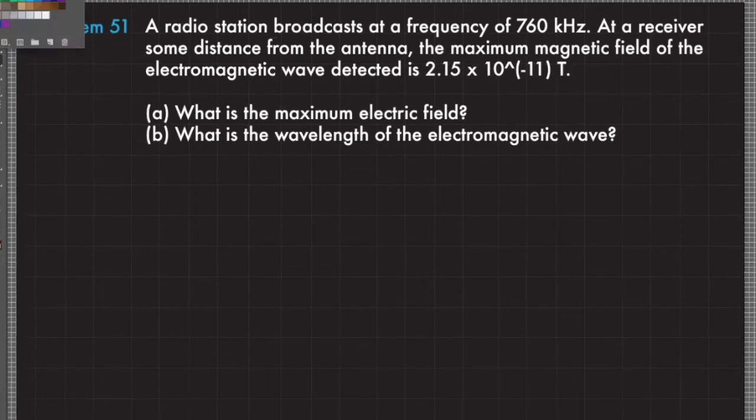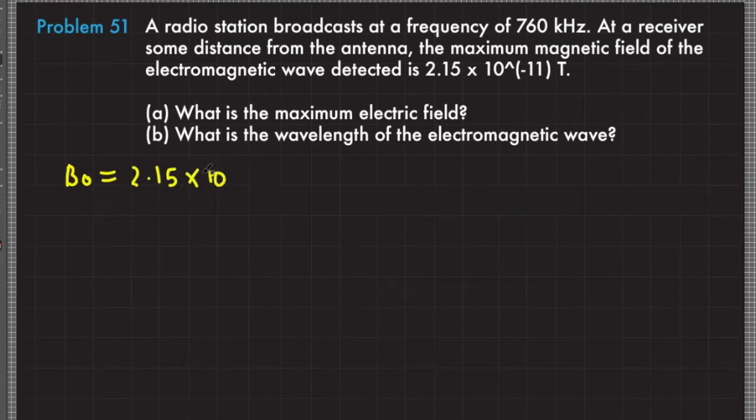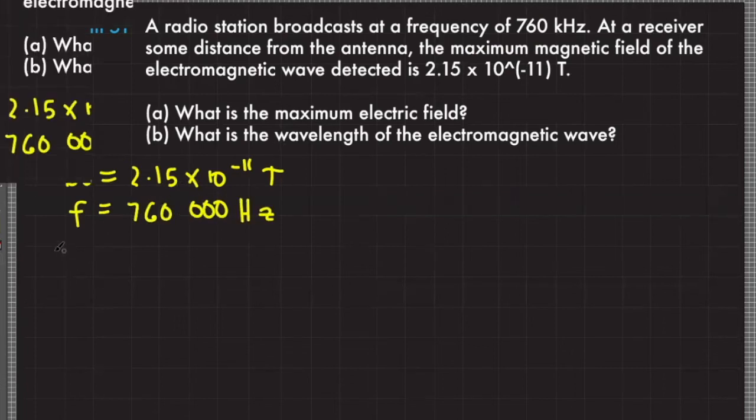The maximum magnetic field here is actually another term for the amplitude of the electromagnetic wave for the magnetic field vectors. I could just simply write this given as B sub 0 to denote the amplitude of the magnetic field for this EM wave, which is equal to 2.15 times 10 raised to negative 11 Tesla. Now, another given is this frequency, f equals 760,000 hertz. In part A, what is the maximum electric field?